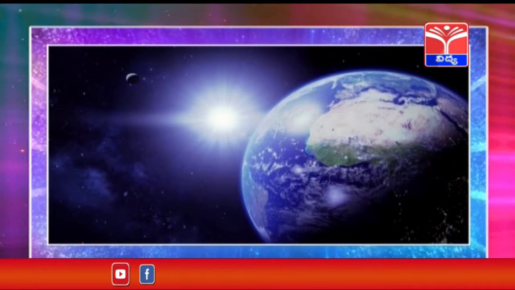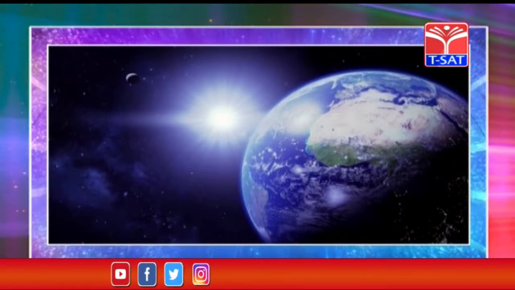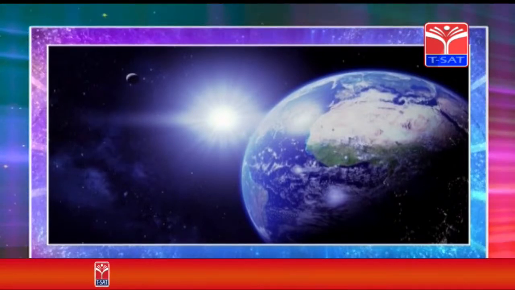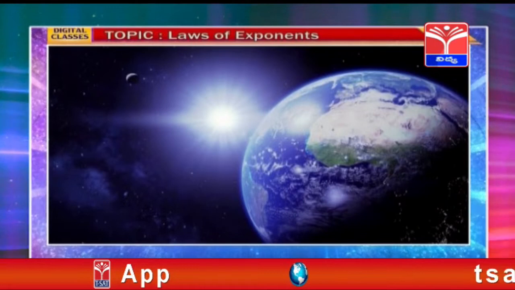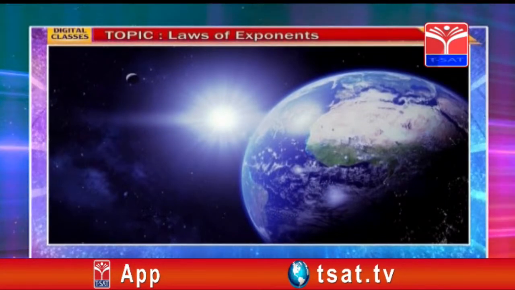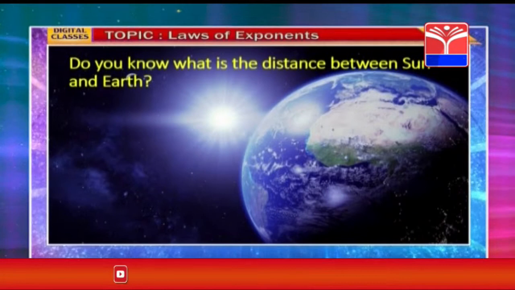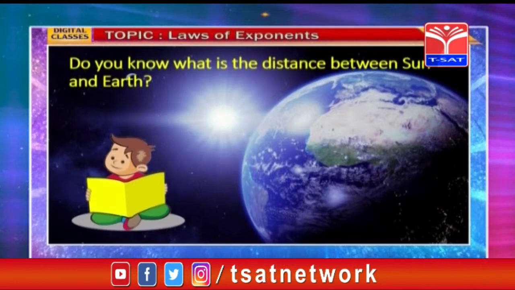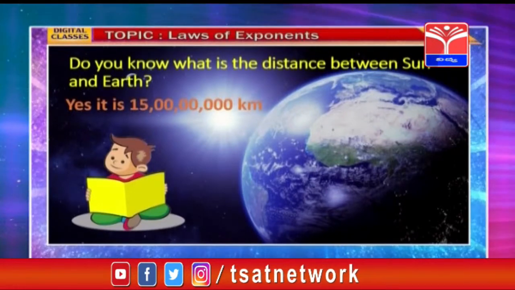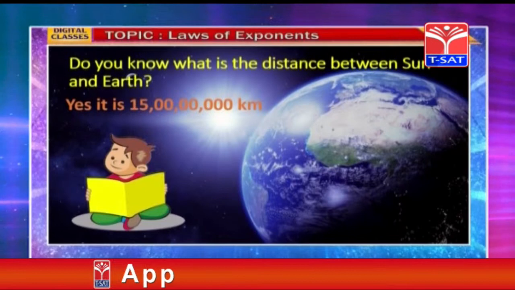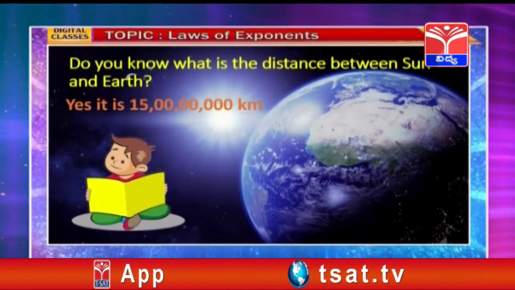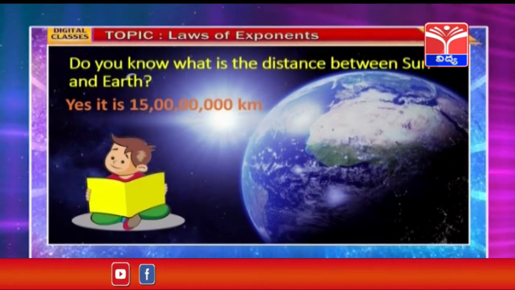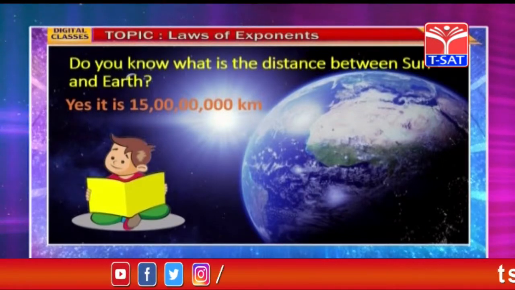What is this? Yes, you are right. This is the earth. And what are you observing? The sun also. Do you know what is the distance between the earth and the sun? Think everyone, think carefully. It is 15 crore kilometers. See how long, how can we write these numbers? Look at the number, how big it is. 15 crore kilometers, isn't it?